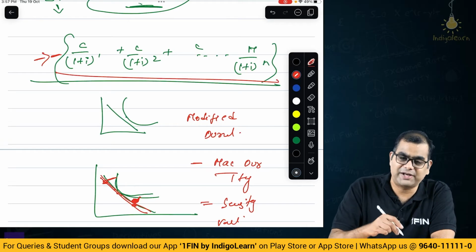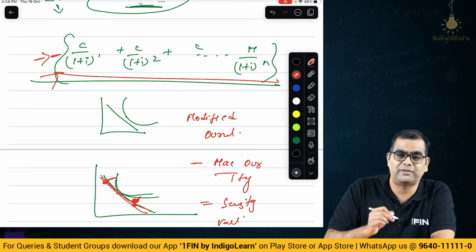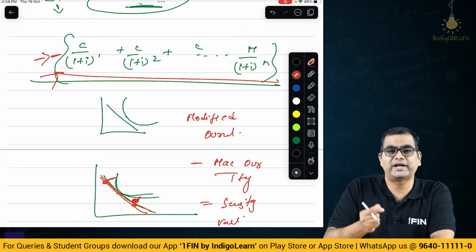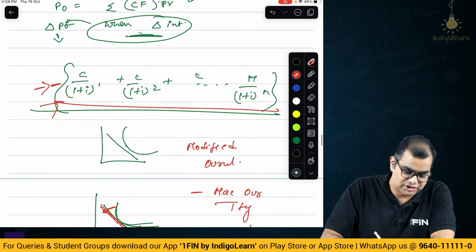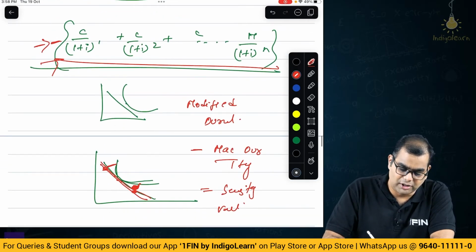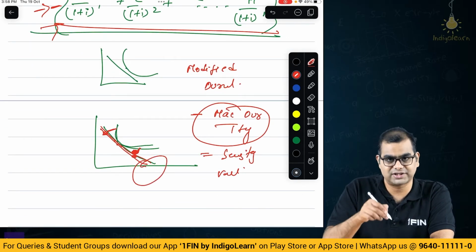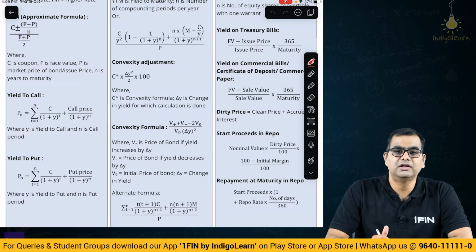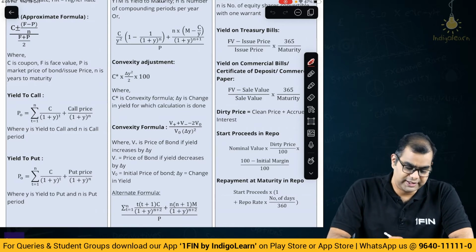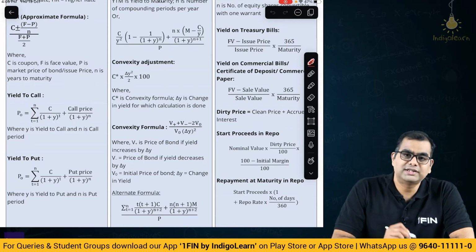If you want the exact price for a change in yield, please reprice it using the formula. However, if you want an instantaneous, quick and dirty answer, use either this modified duration or use this convexity formula. What is this convexity formula? We will discuss.